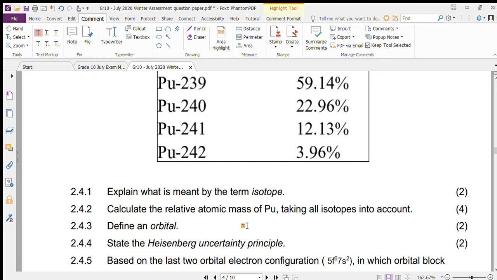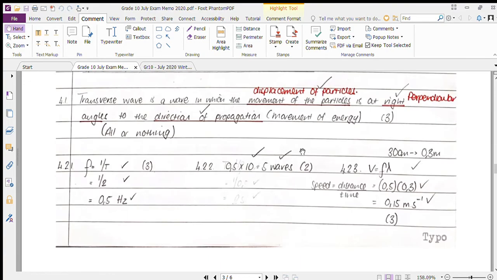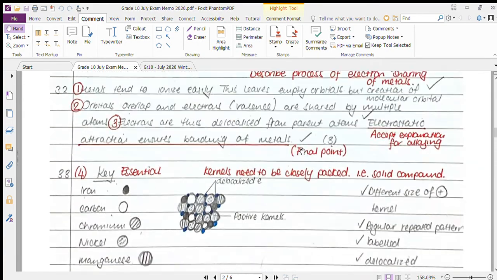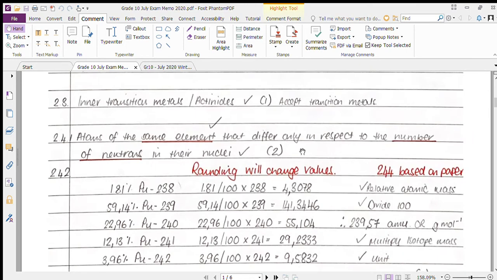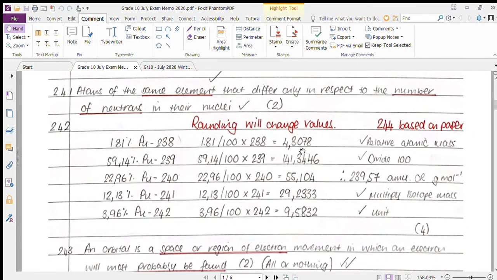Then 2.4.2, you had to calculate the relative atomic mass, taking all the isotopes into account, for 4 marks. If we go on to our memo over here, we will see that it's pretty straightforward. You take the percentage, you divide it by 100, and you times it by the atomic mass, and that gives you a value, and from that you add all those values together. I gave you a mark for the relative atomic mass, a mark for dividing, a mark for multiplying the isotope mass, and then for the units.